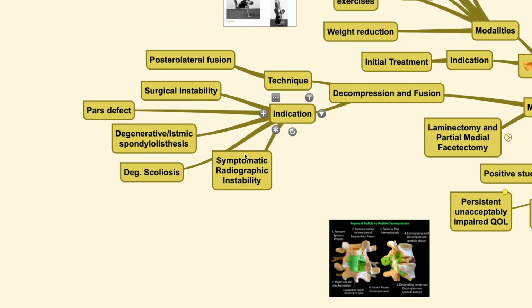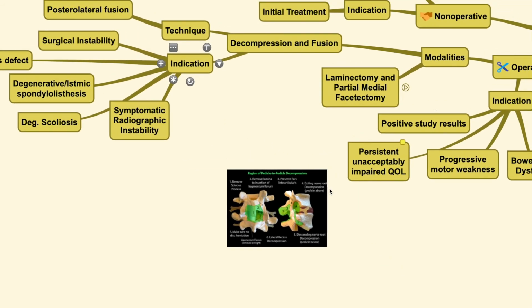Now, the decompression and fusion technique is usually done posterolaterally, and the indications include a preoperative assessment which reveals any instability of the spine. It could also be caused by a pars defect, and other indications include spondylolisthesis due to degenerative or ischemic causes. Other indications would include symptomatic radiographic instability.